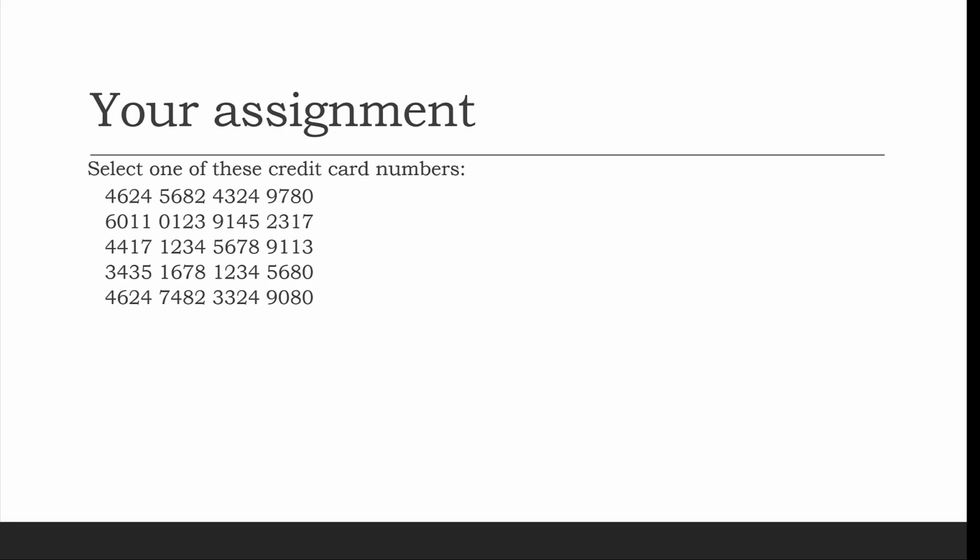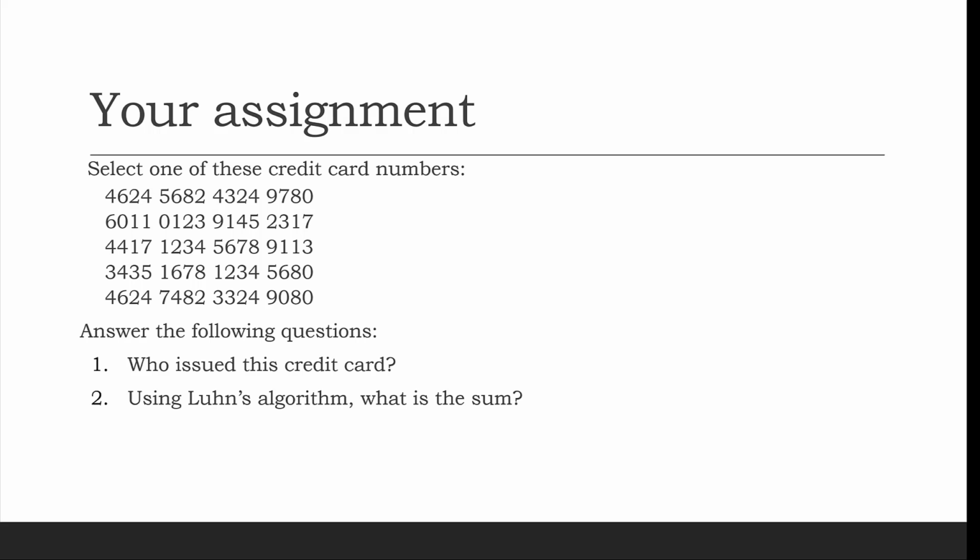For your assignment, you're going to pick one of the 5 numbers that are provided in the instructions, and you're going to go through the steps. You're going to answer these questions. Who issued the credit card? Using Luhn's algorithm, what is the sum that you get? And then based on that sum, what do you conclude? Is the credit card valid or not? And explain your answer.